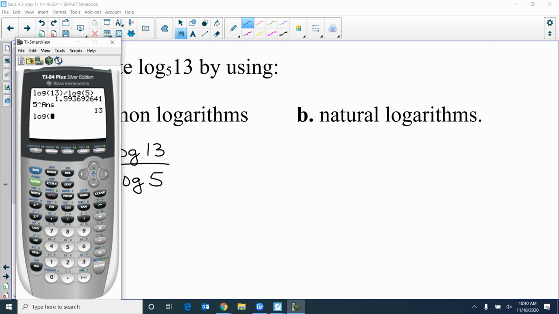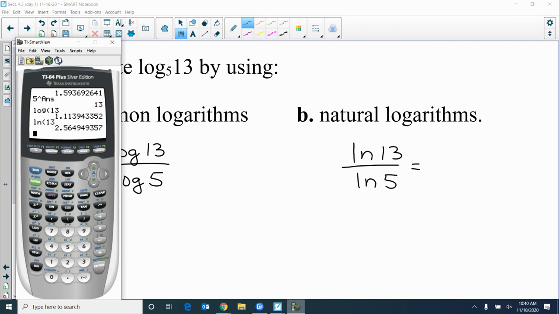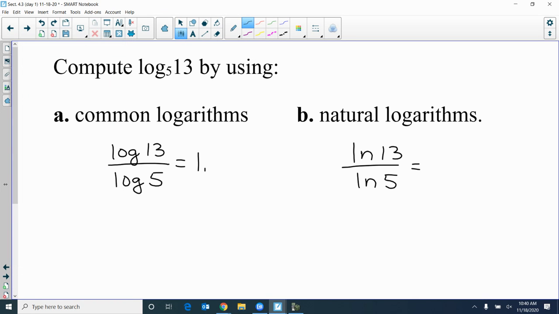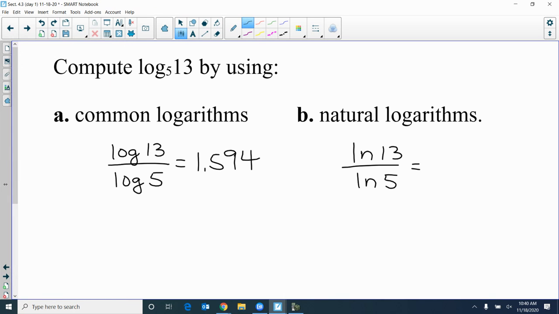Now, is log of 13 the same as the natural log of 13? Those are not the same. But if you take the natural log of 13 over the natural log of 5, you better get the same answer. So clear that out. If I take ln of 13 divided by ln of 5, I get the same thing. We're going to go to 3 places: 1.594. So even though they're different, the answer is the same.